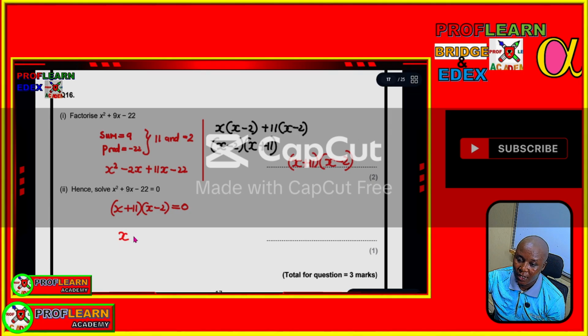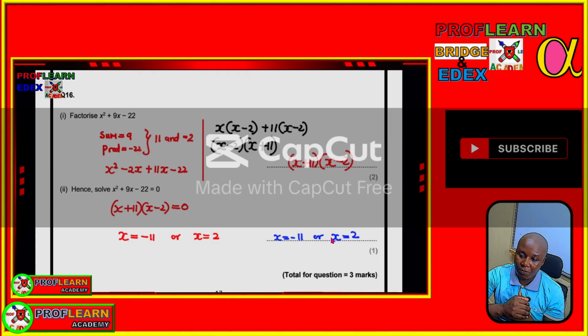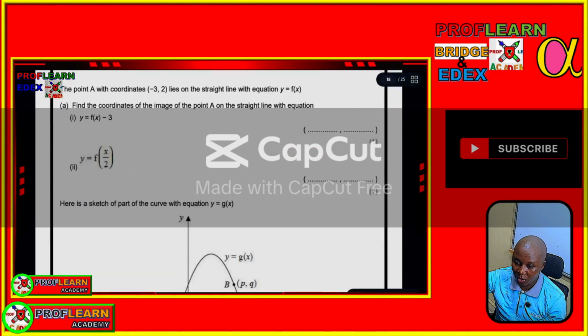Then we say x plus 11 equals 0, and we find the value of x to be negative 11. And also x minus 2 equals 0, and making x the subject, x equals 2. Those are the solutions of that quadratic equation after you have factorized. So we believe in an area whereby you are supposed to apply that formula, you can use this kind of equation.